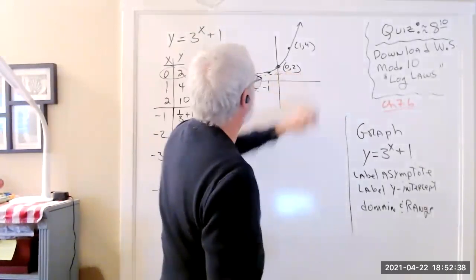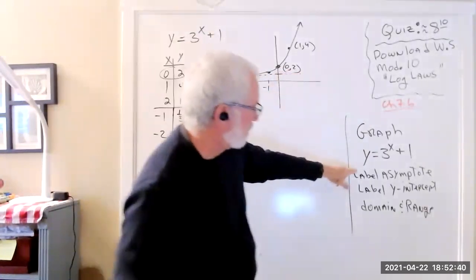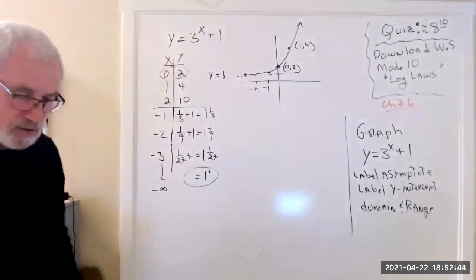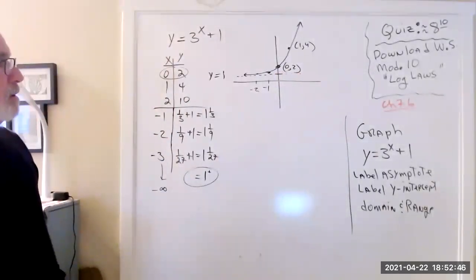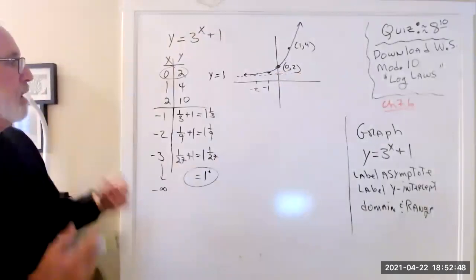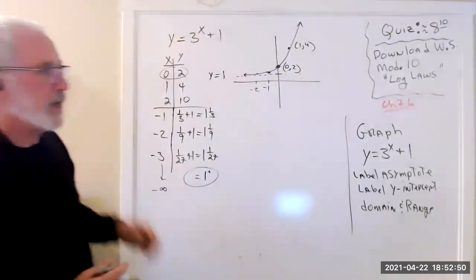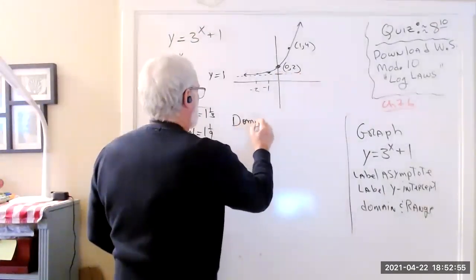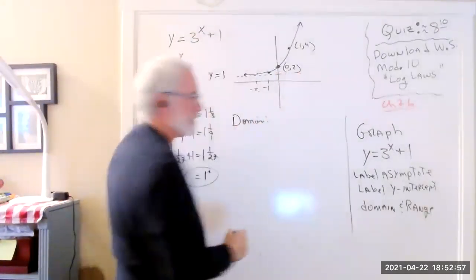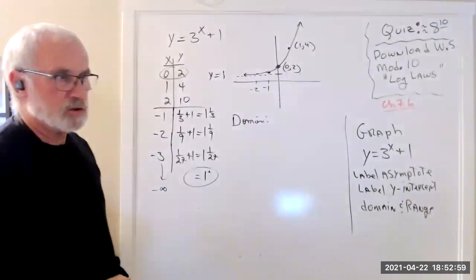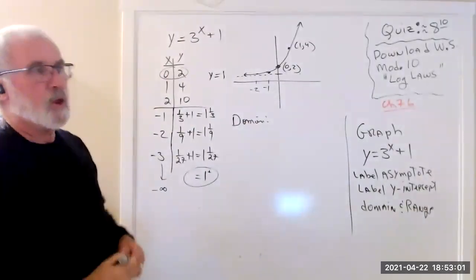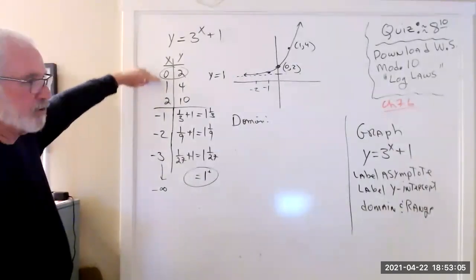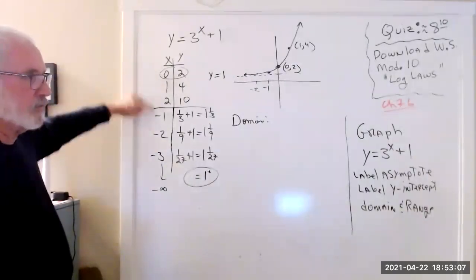Okay, so I've labeled my asymptote. I've labeled my y-intercept. Are we okay with that one, guys? Yes. Okay, next, domain and range. The domain refers to all possible x's. Okay, well, on our table, we see that x can be positive and x can be negative.